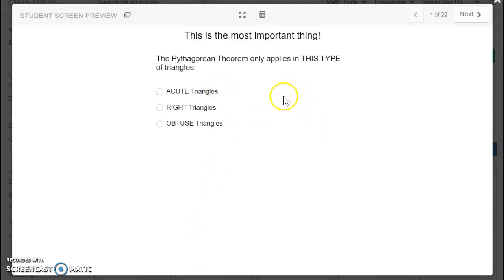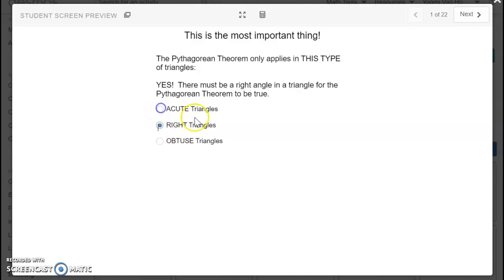So this is Desmos card number 1. This is the most important thing. Pythagorean theorem only applies to this type of triangle. Which ones? Does it have to be acute triangle, right triangle, or obtuse triangle? That's right, it has to be right triangle. It needs to have that 90 degrees. Yes, there must be a right angle in the triangle for the Pythagorean theorem to be true. It only applies to right triangles, never to any other triangles.